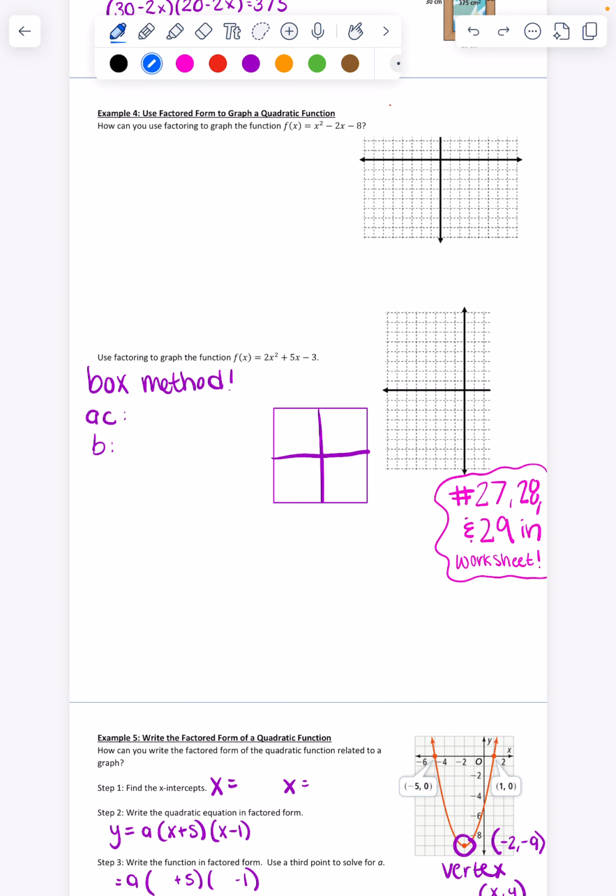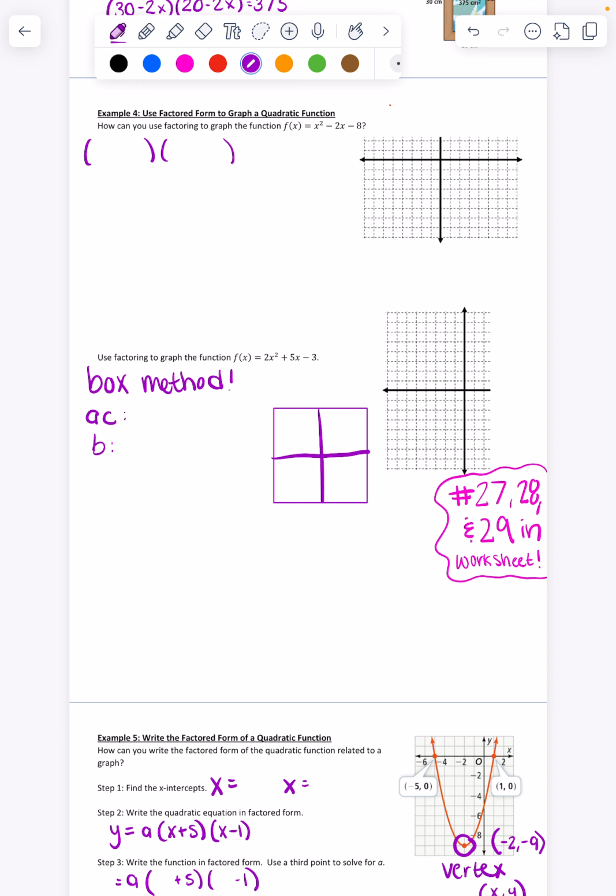Example 4, use factored form to graph a quadratic function. How can we use the function f of x to graph? All right, so it looks like we have a standard form function, and if we can take that function and factor it, so here is our factored form again, then we want to do that because that's going to help us graph, and we'll see why in just a second.